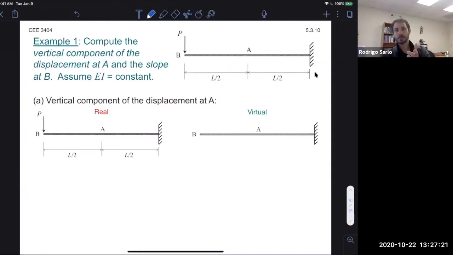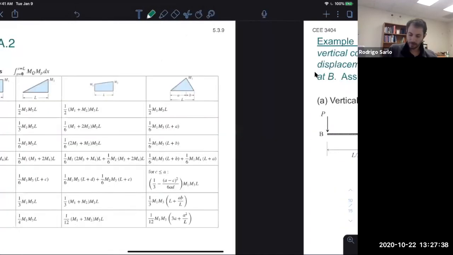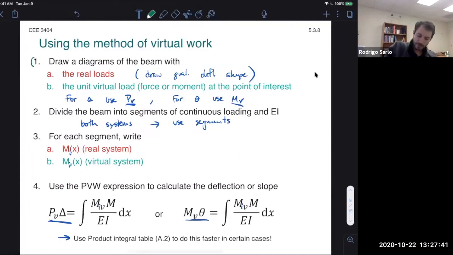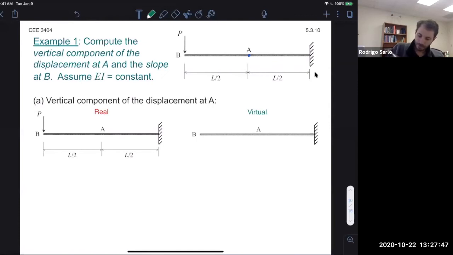Back to this problem. Part A will be just to focus on finding the displacement at point A here. All right. I'm going to color code this to be easier to follow, but I'm essentially going to go through these steps. Step 1 will be in green, okay? And step 1 is to define my real and virtual systems, which I've done here already, and also draw the deflected shape so I get a better idea of what's going on.